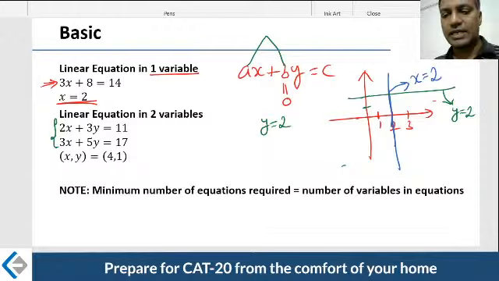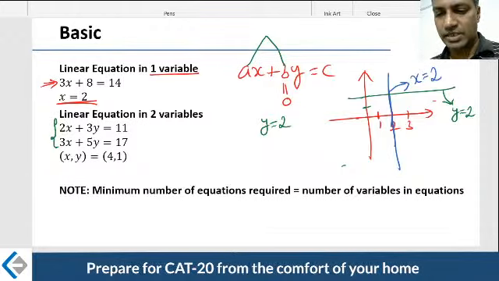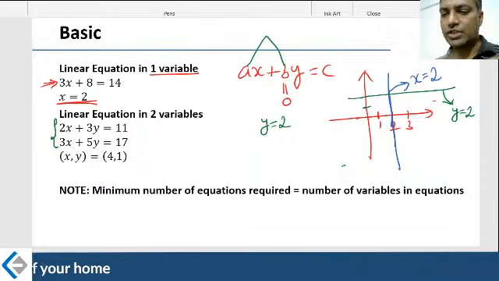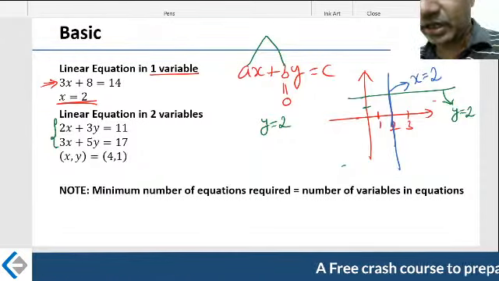All right, simultaneous linear equations. What if I have two simultaneous linear equations? There are two straight lines. Basically, we talk about two straight lines. With two straight lines, three cases are possible. There are three cases possible.